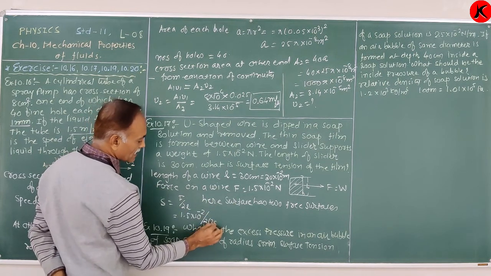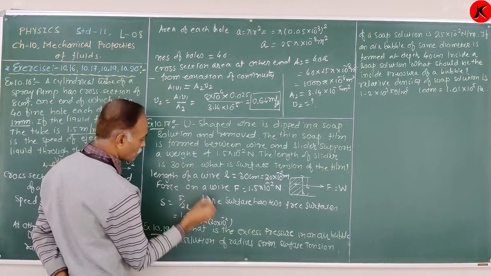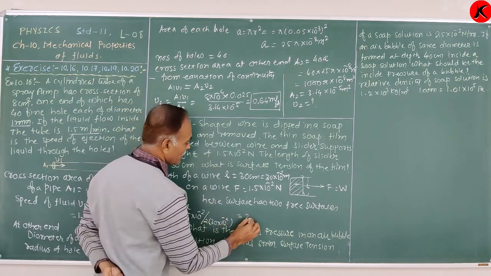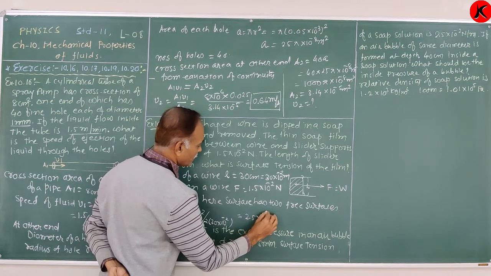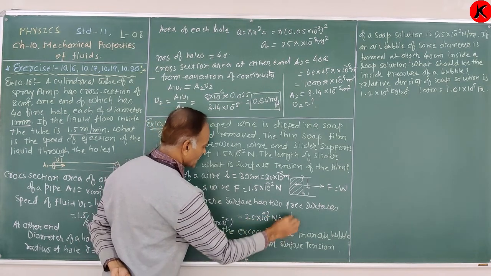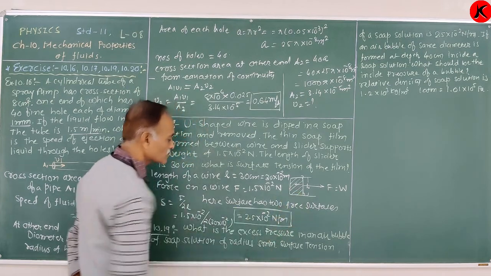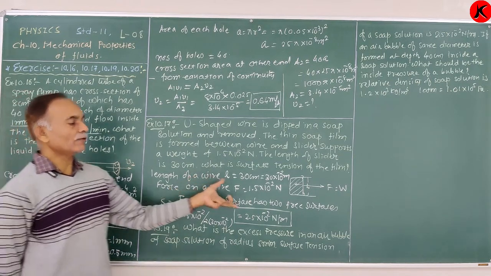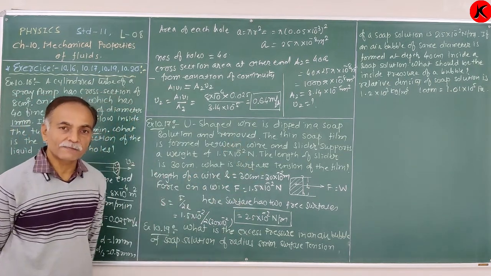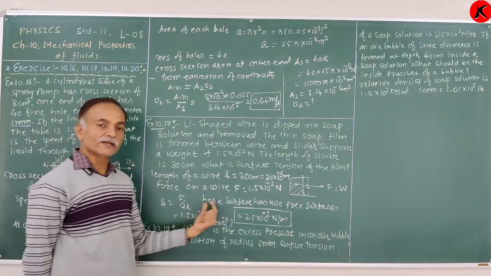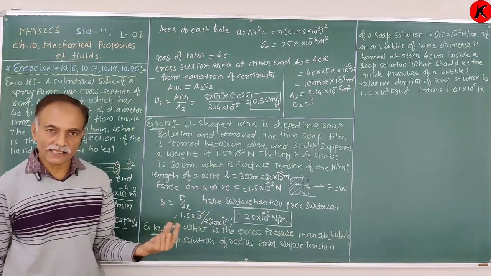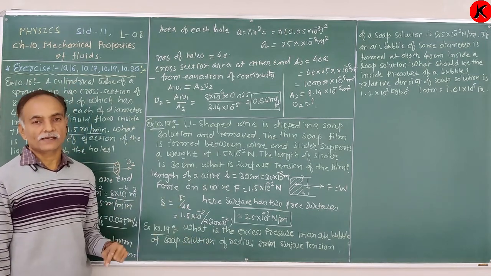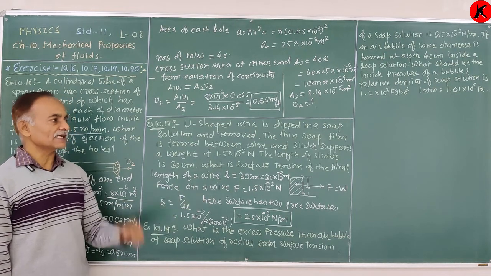L is given 30 × 10^-2. So the simplification of this is 2.5 × 10^-2 Newton per meter. That is the surface tension of the soap solution. Again, it is only the application of the definition of surface tension: the force per unit length of the wire, perpendicular to the wire and parallel to the surface. S is equal to F upon 2L. We are applying this equation to obtain the answer of this question.